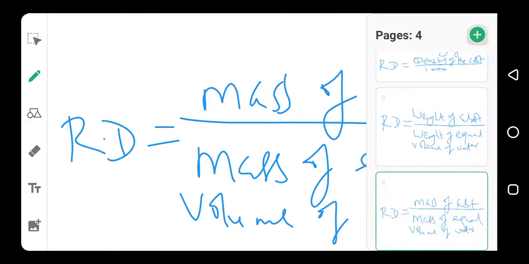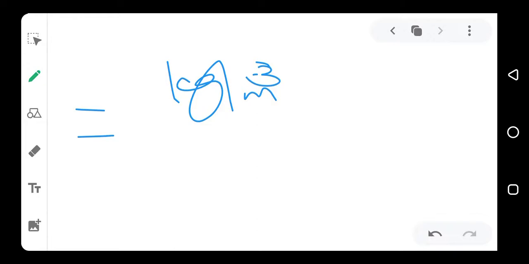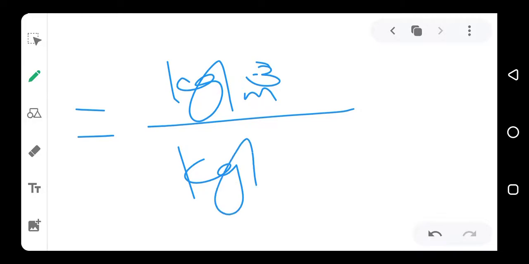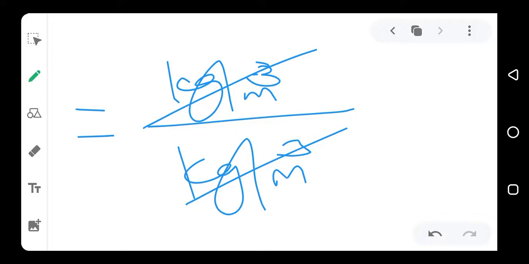Now please note this, there is no unit for relative density. Why? We are comparing the same things. The density of the substance is measured in kilogram per meter cube, while the density of water is also in kilogram per meter cube. Therefore, the units will cancel and we don't have a unit for relative density.